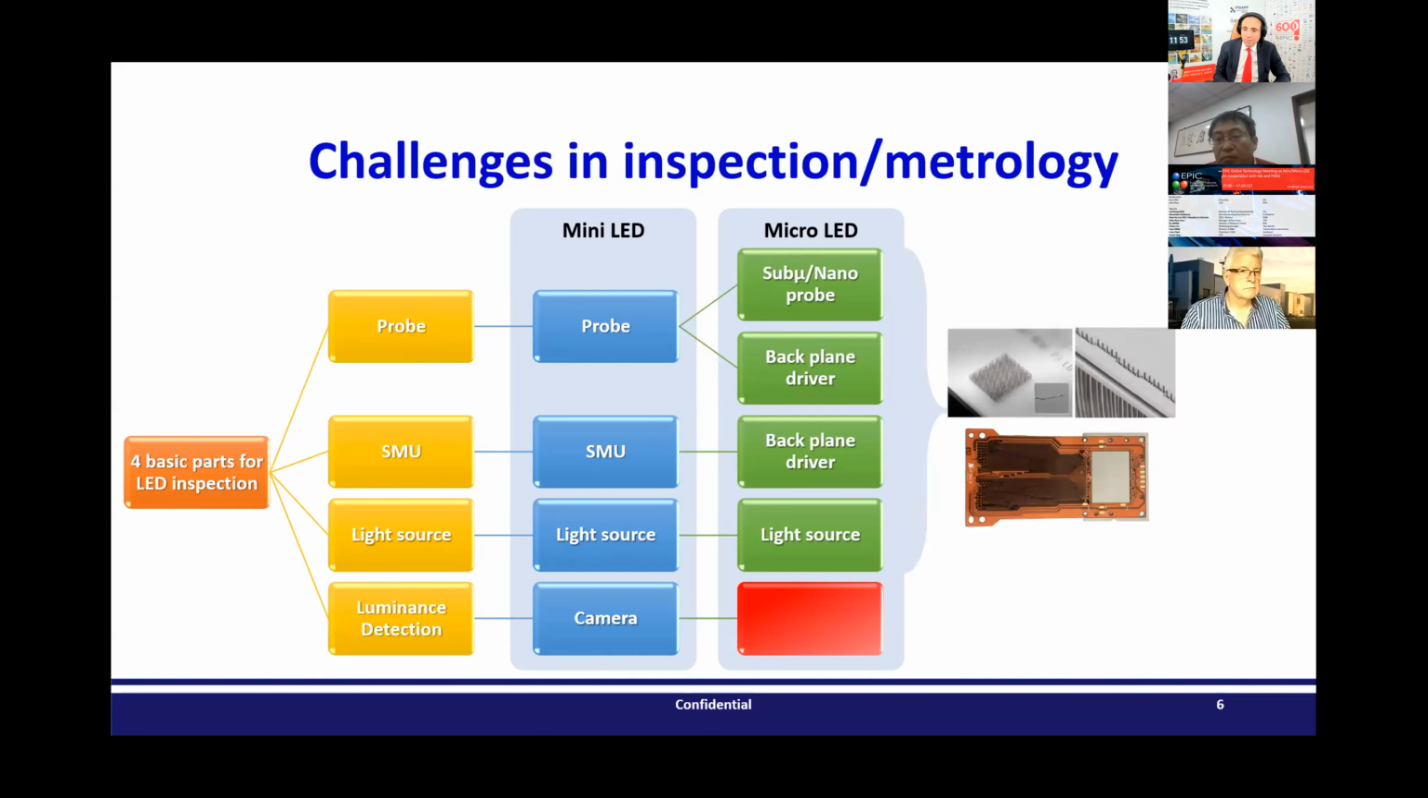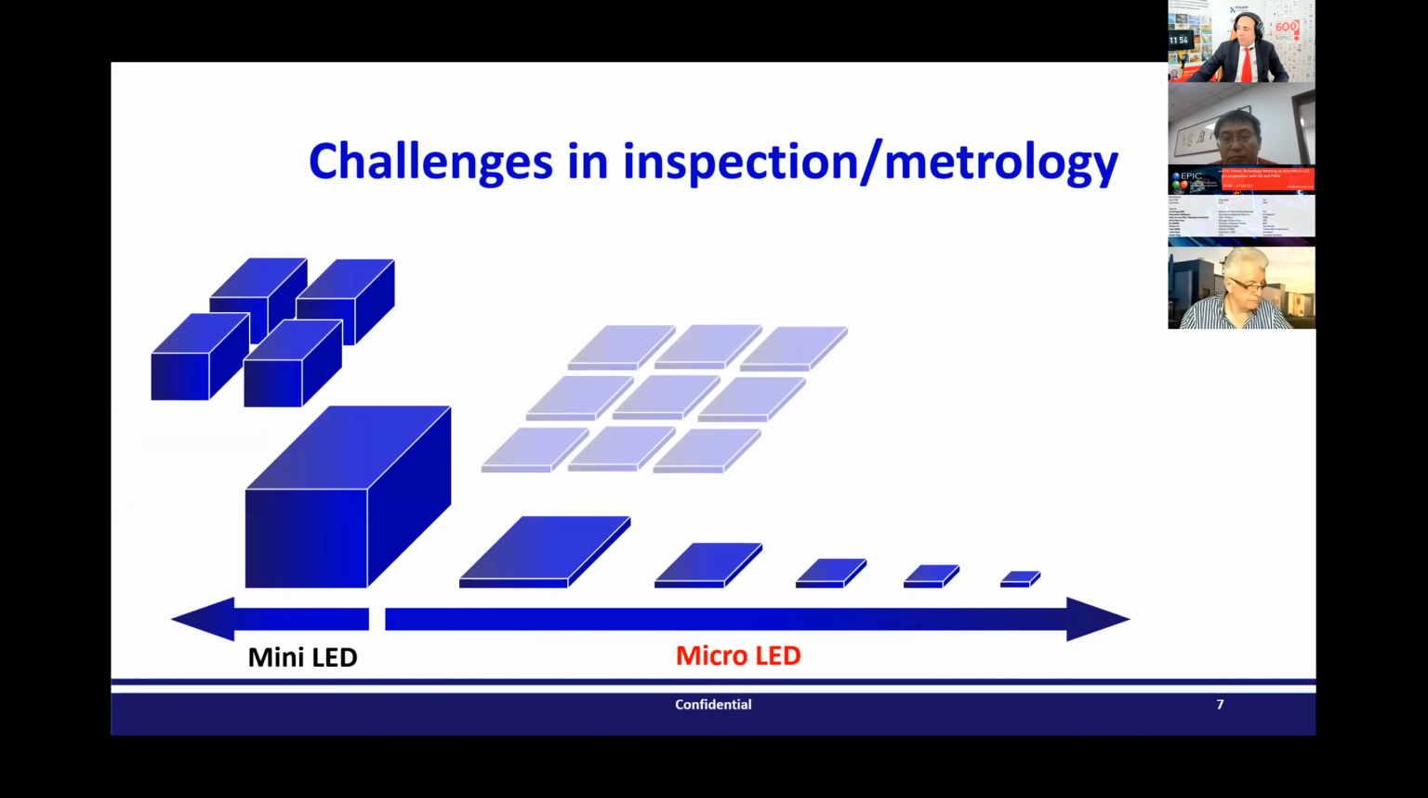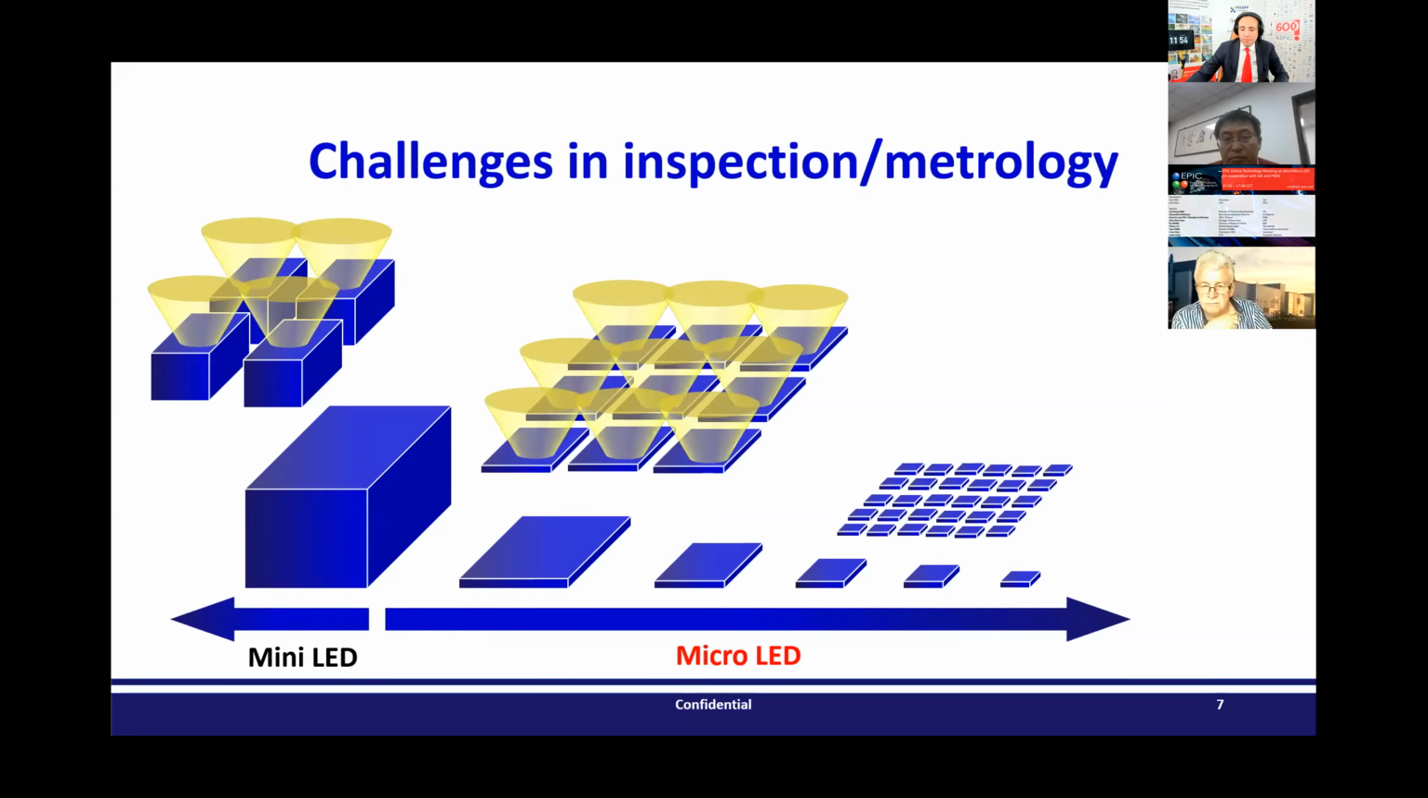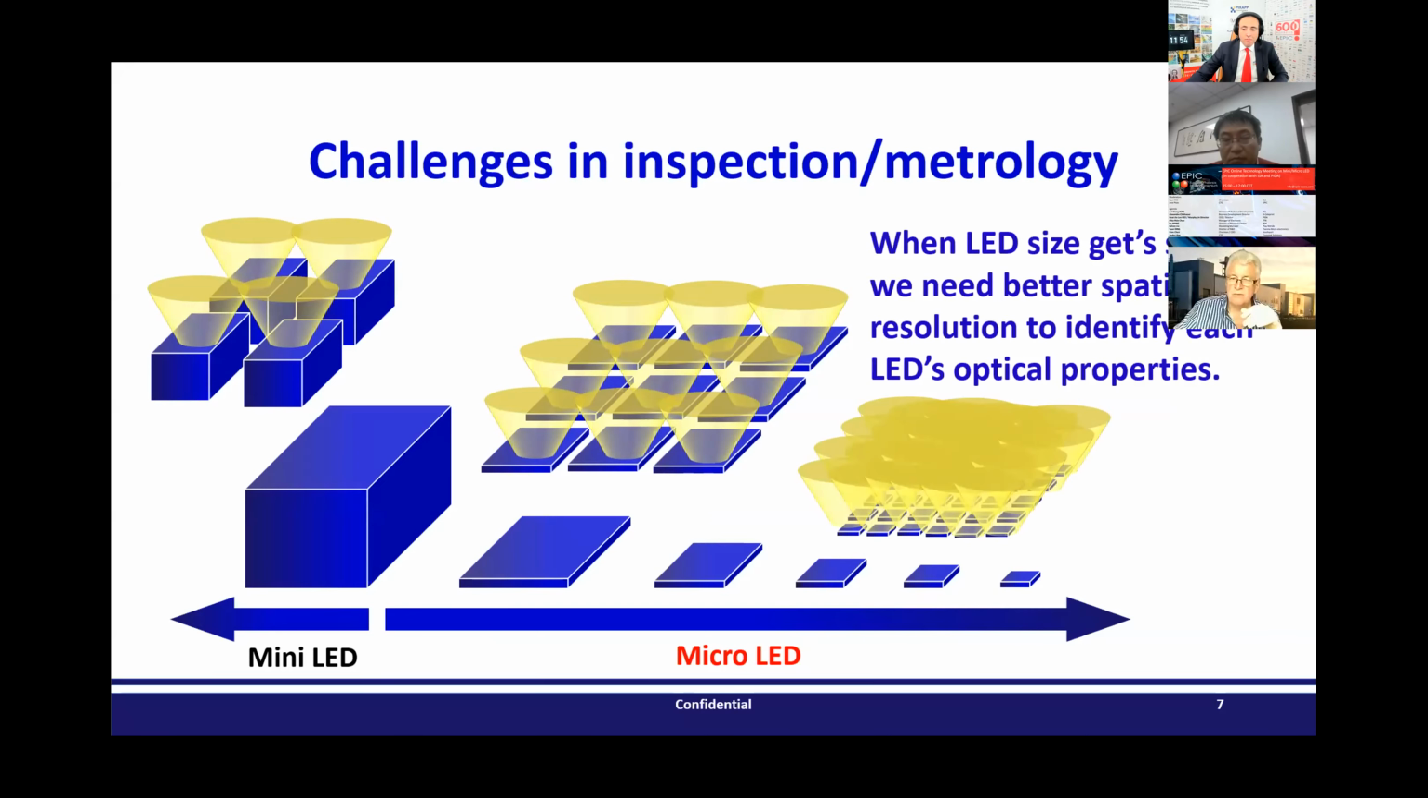So there are so many talented teams here working on the probe, working on the electrical measurement. But what about the camera? Actually, in optics, every kind of size variation is all about resolution. So what will be the problems when the size is getting smaller? When your micro LED gets smaller and smaller, you will find out that the light going to your detector will be mixed. So with the small micro LED size, we cannot identify each LED's optical properties. So we need better spatial resolution to do the optical inspection. If we have 10 micrometer, 5 micrometer, or 1 micrometer micro LED in the future, or in the future nano LED, it's the optical problems.